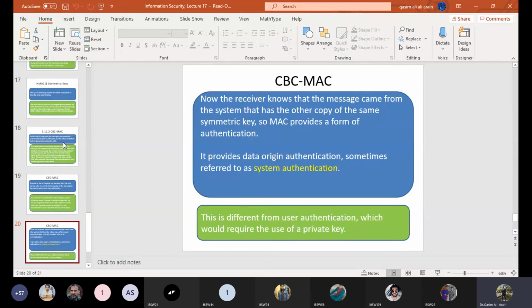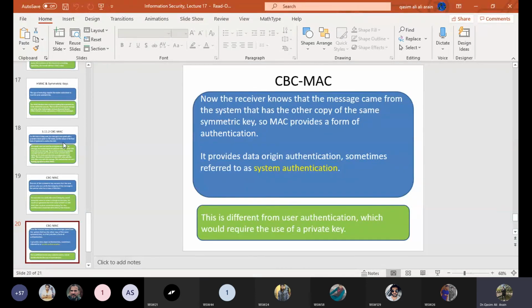Now see, CBC-MAC is going to provide you another type of service that is called the authenticity service at some level, we may say, right? How? Because when the information is received at the receiver's end, the receiver knows that this information is only coming from the person or the system which has the symmetric key. Nobody else can send me this information, right? So this is going to ensure the authenticity of the information, but this type of authenticity is called data origin authentication or system authentication. This is not related to user level authentication.